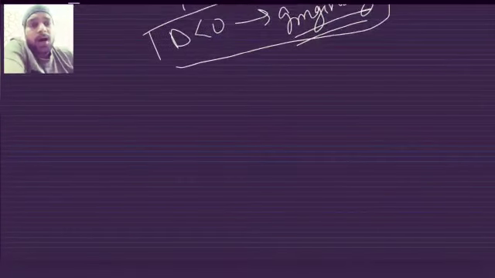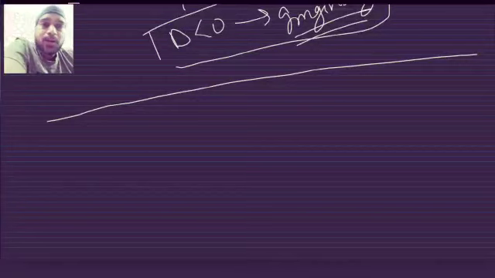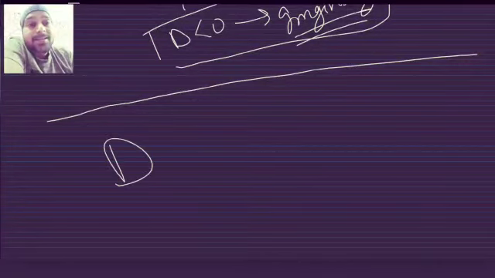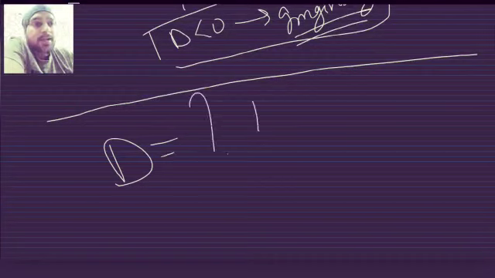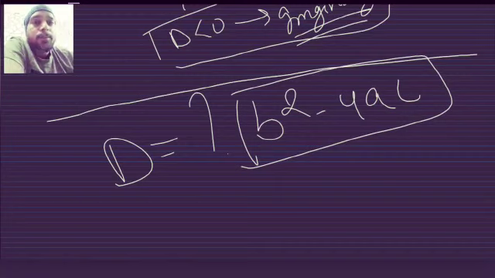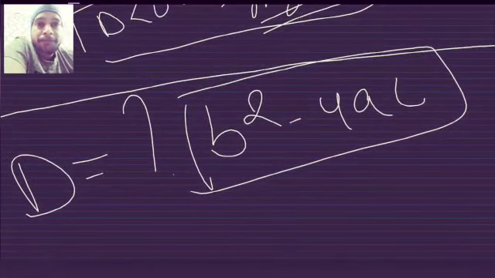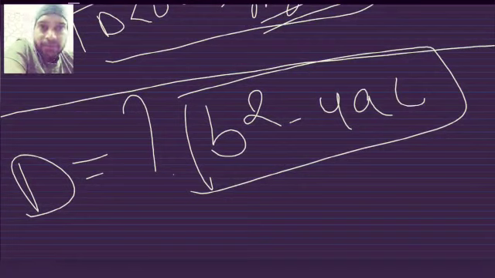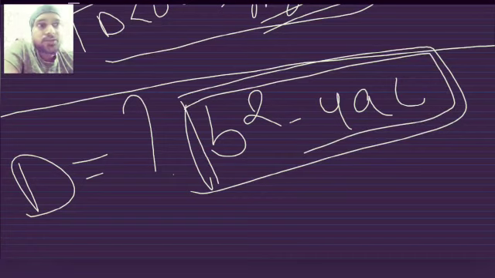So now, just by looking at a quadratic equation, or just by calculating the discriminant of the quadratic equation, that is b square minus 4ac, just finding out the value of b square minus 4ac, you can find out the nature of the roots. Once you calculate the value of b square minus 4ac, that is the discriminant, you will be able to find out the nature of the roots.